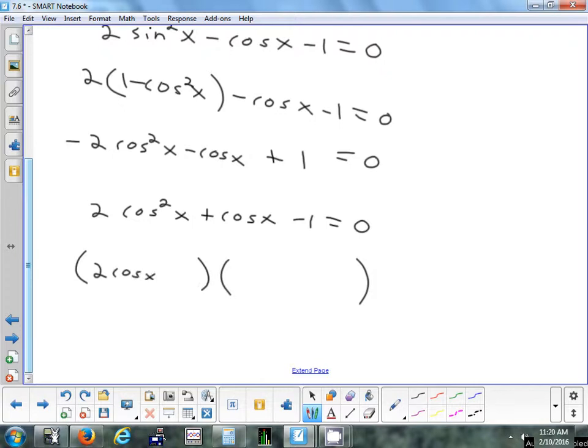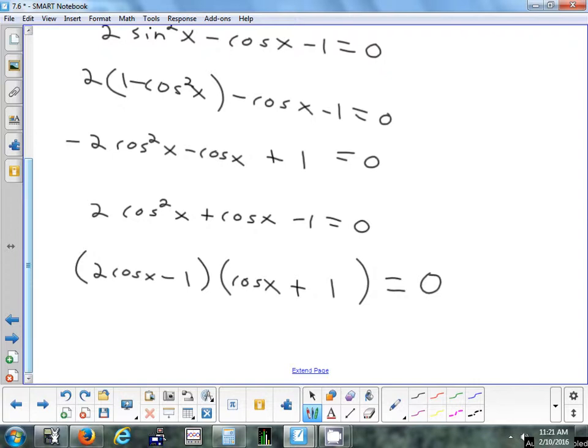2 cosine. And what would I have here? Cosine x. Now I need a positive middle and a negative constant. You'd want the negative in the same one as the 2. So it would be 2 cosine x minus 1. Okay, let's try that. So we got 2 cosine squared. We're going to get 2 cosine x minus 1 cosine x. That's cosine x. And -1 times 1 is 0. So that one factored perfectly. Okay, any questions on that?